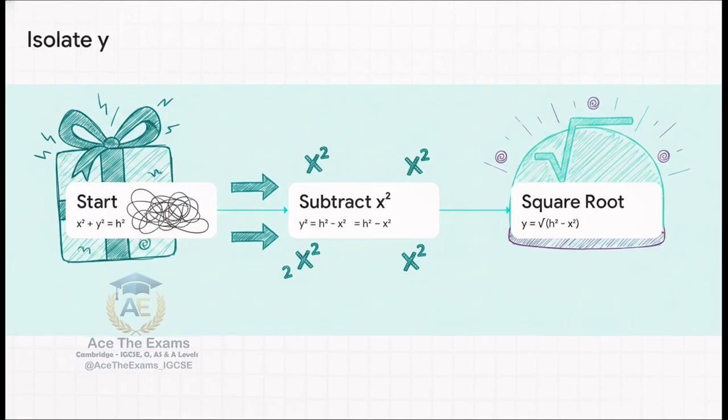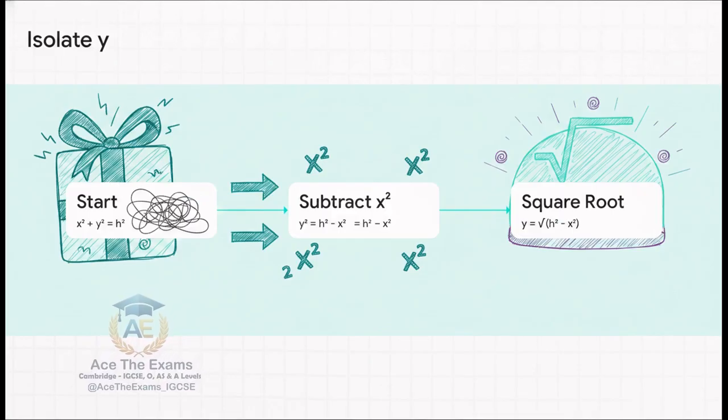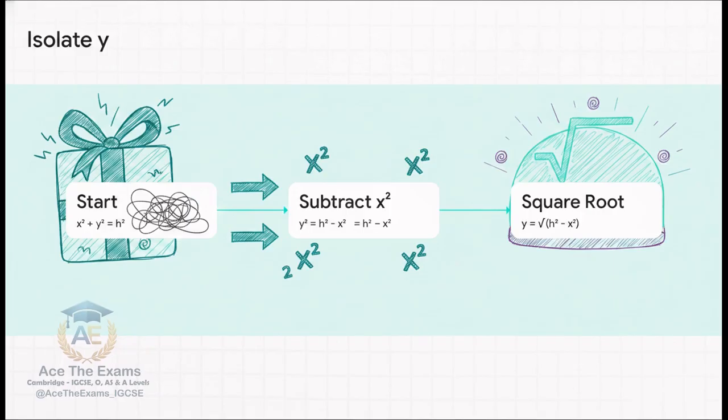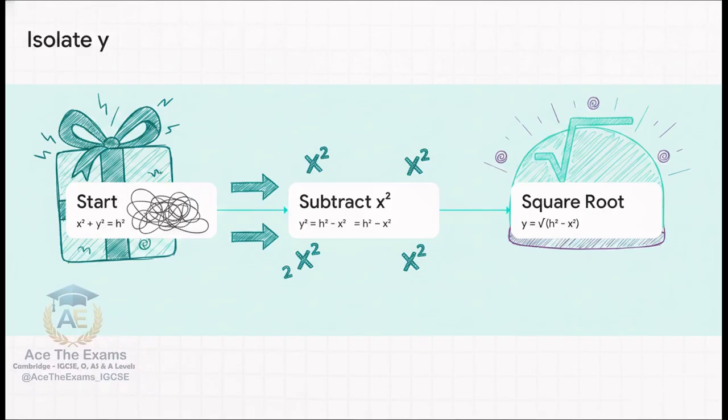Here we've got x squared plus y squared equals h squared. What if we want to make y the subject? Right now, it's all tangled up with the x squared. We have to unwrap it by performing the opposite operations, making sure we keep the equation perfectly balanced at all times. First things first, let's subtract x squared from both sides to just get rid of it on the left. That leaves us with y squared equals h squared minus x squared.